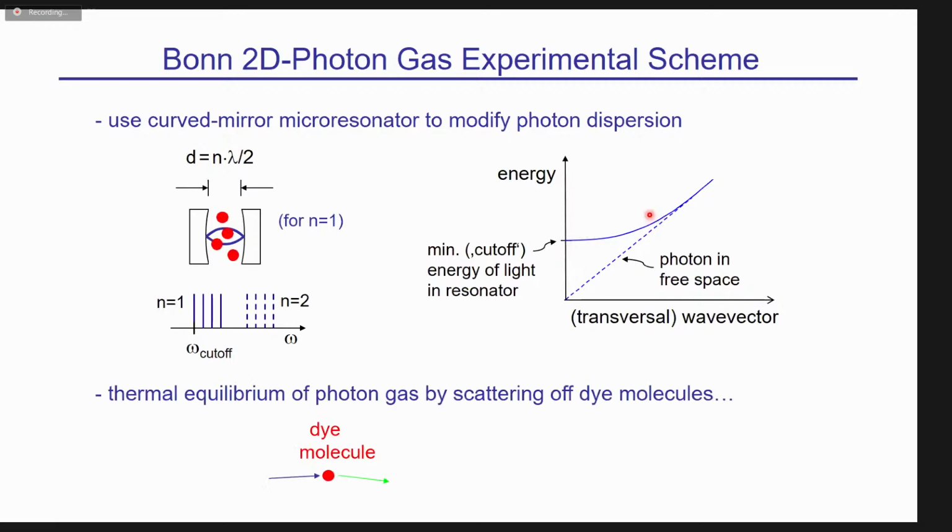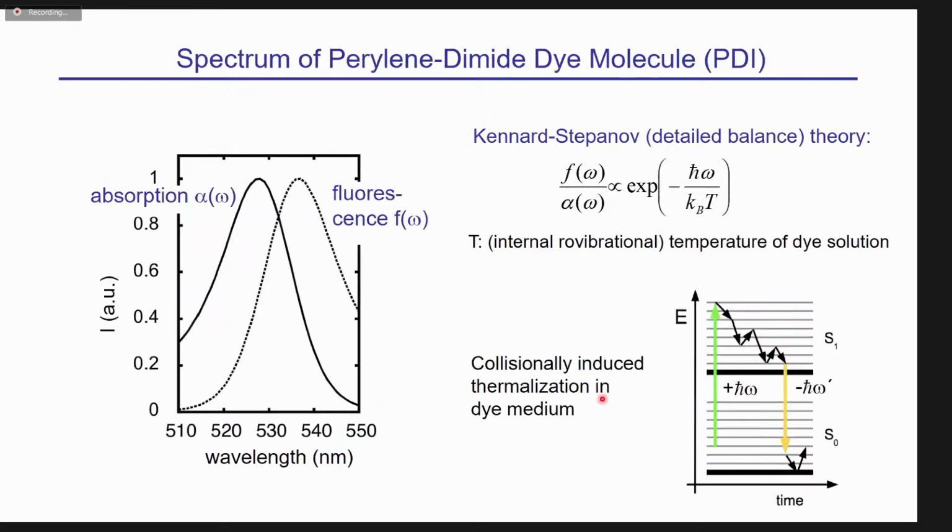Next, we fill our microcavity with dye molecules in liquid solution, and we obtain thermal equilibrium of the photon gas by repeated absorption and re-emission events on the dye molecules, as I will explain in more detail in the next slides. So that's a typical spectrum of perylene dye. That's a typical dye that we use.